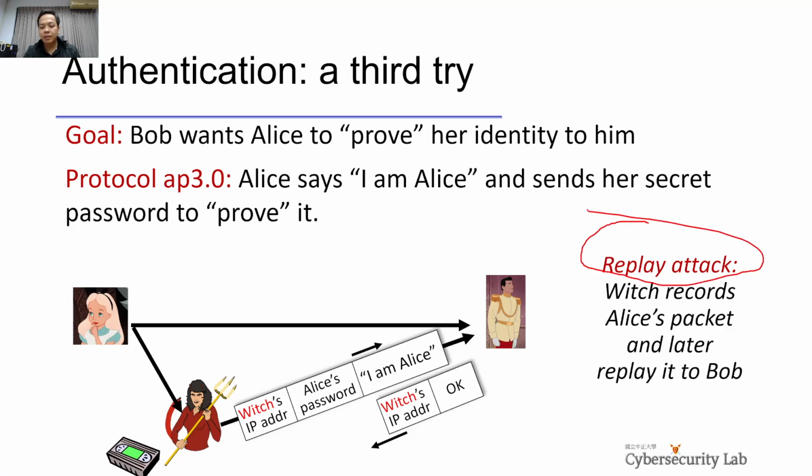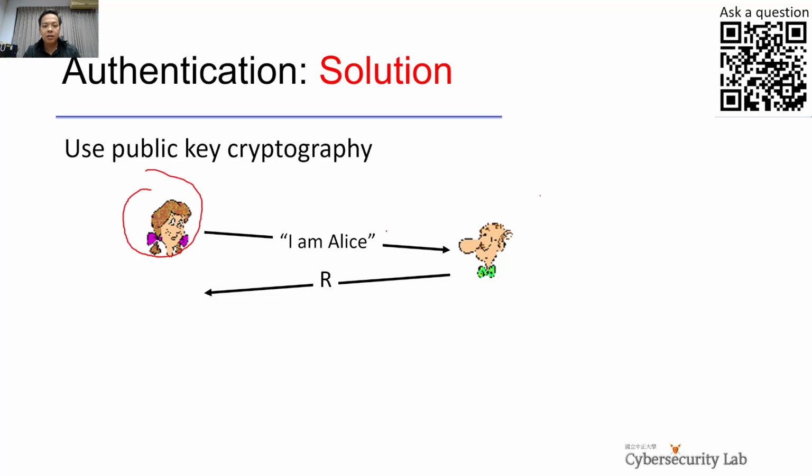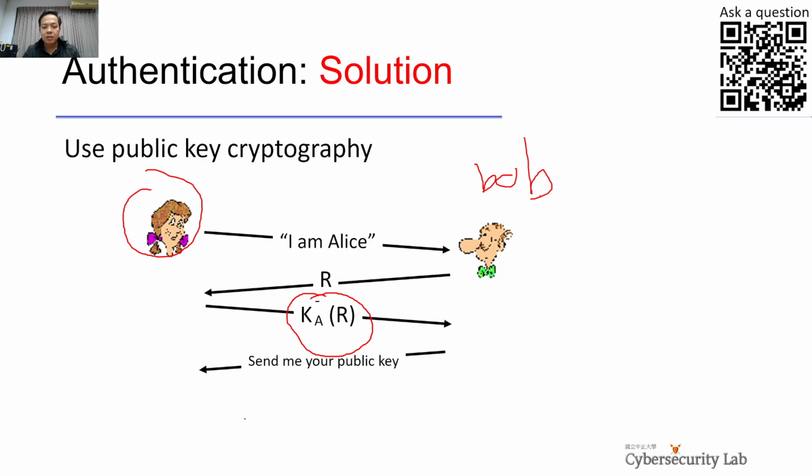Yeah, replay attack. The solution here is to use public key cryptography, so you can know this is Alice. Alice sends the message to Bob, encrypted with the public key. Bob will ask Alice to send back the public key, and this can be exchanged because anyone in the network can read the public key.